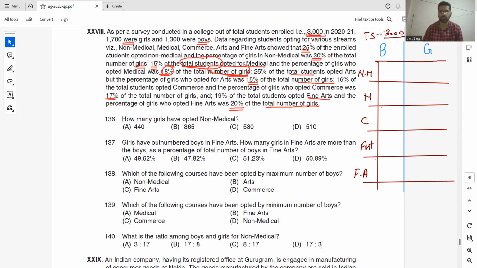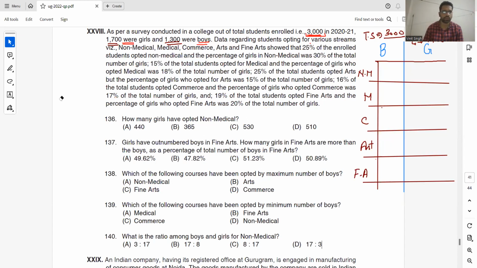So the total number of students is 3,000. Boys are 1,300 and girls are 1,700. Okay. Now we will start the question. 25% of the enrolled students opt for non-medical. First of all, we will remove this part so that we can easily solve these types of questions.